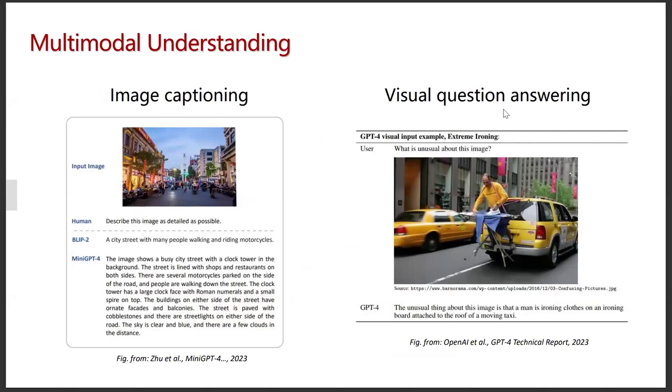Let's look at some examples. For multimodal understanding, models such as BLIP-2, MiniGPT-4 and others can recognize an image given as input to the model. For example, in this figure, it can describe the environment and the objects in the figure. Models such as GPT-4 can also reason well about the image. Given this image, the model can tell it is unusual because a man is standing on the back door of a moving car and is wearing clothes. So it is very unusual.